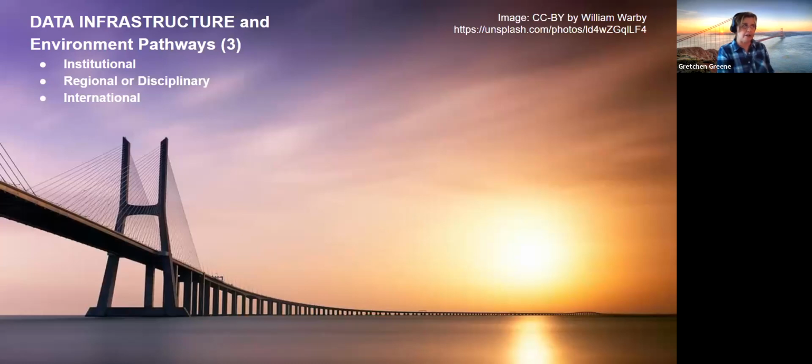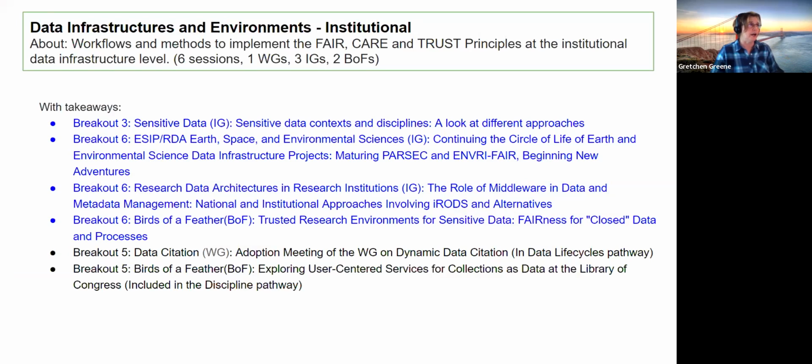So moving along from FAIR, CARE, and trust into data infrastructure, there are three tracks for data infrastructure, and a lot of sessions were covered, so I will move along into that. At the institutional level, for data infrastructure environments, there were 6 sessions. 2 were the birds of a feather sessions, and they were really interesting. They were talking about trusted research environments and exploring user-centered services. So again, if you see the bright blue, those are the summaries that we will share with you. The ones that are not in the bright blue are being covered in other pathways, as you might see here.